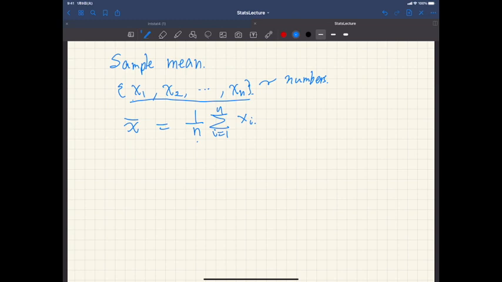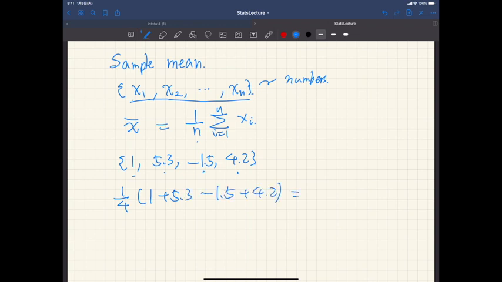For example, if we have values 1, 5.3, negative 1.5, 4.2. In this case, the sample mean is 1 over 4 because there are 4 elements here. And 1 plus 5.3 minus 1.5 plus 4.2. That should be 2.25.